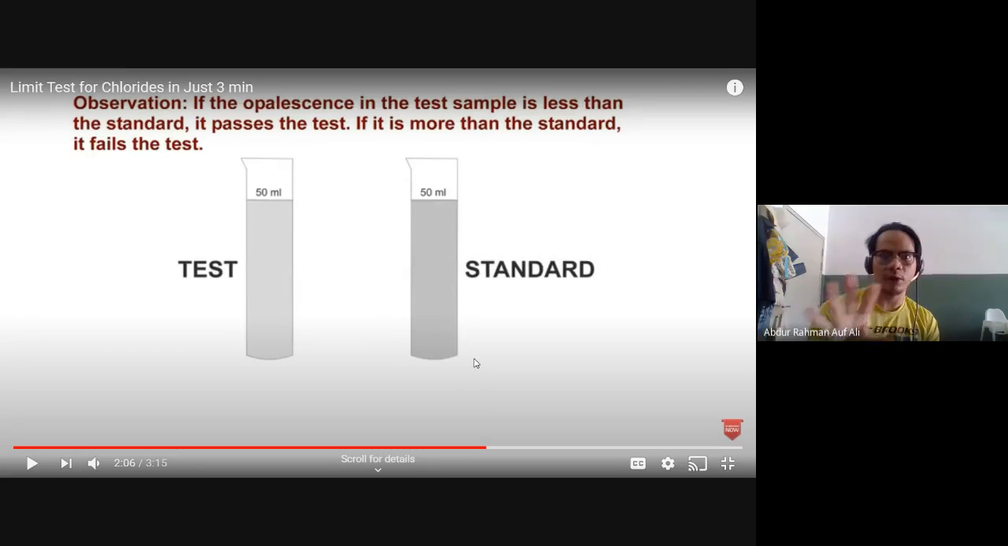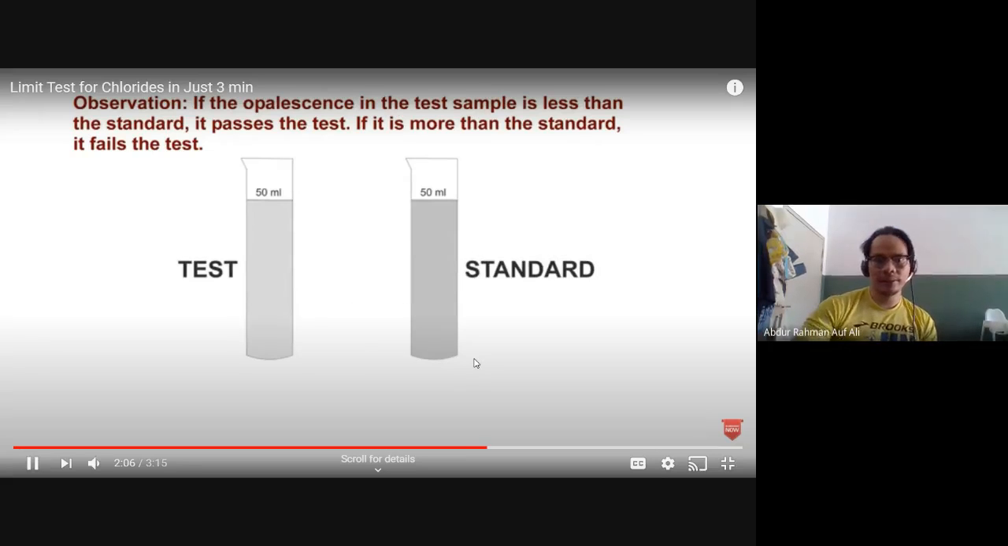So for example here, if the opalescence in the test sample is less than the standard, it passes the test. If it is more opalescent than the standard, it fails the test. Okay, dia kata kat sini kalau kekeruhan dalam our sample solution tu lebih keruh daripada standard, dia fail, because dia mengandungi lebih banyak chloride, lebih daripada limit. The standard is the limit. So kalau lebih keruh, maksudnya ada banyak chloride yang bertindak balas dengan silver nitrate. So lebih banyak silver chloride terhasil compared to the standard.